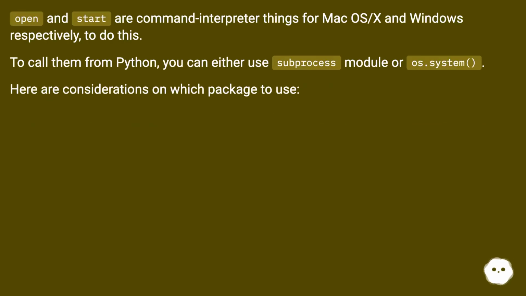Open and start are our command interpreter things for Mac OS X and Windows respectively. To call them from Python, you can either use the subprocess module or os.system. Here are considerations on which package to use.